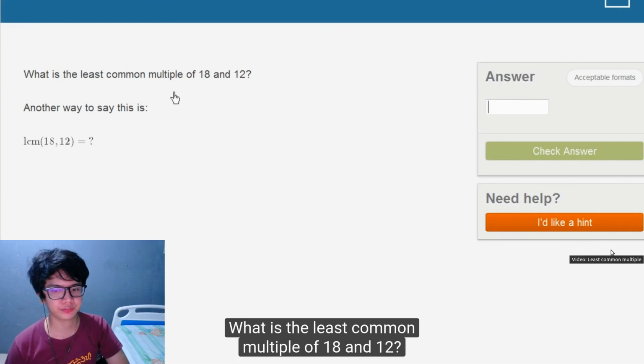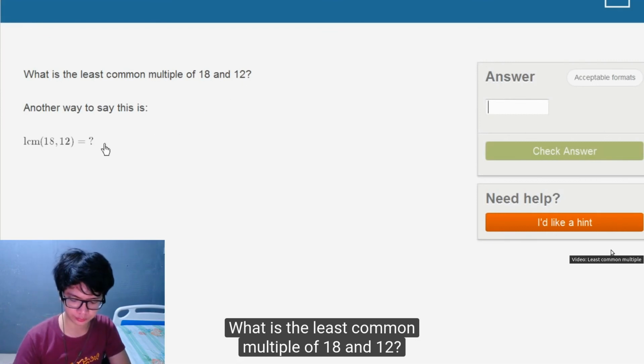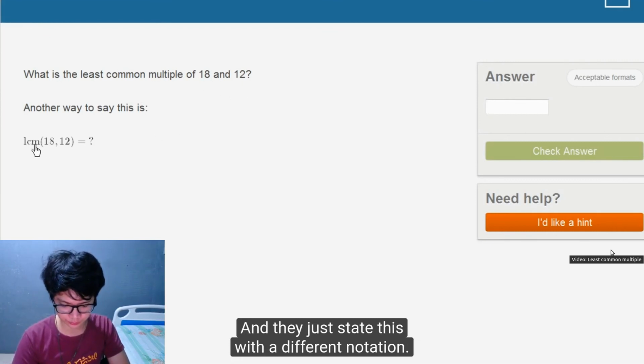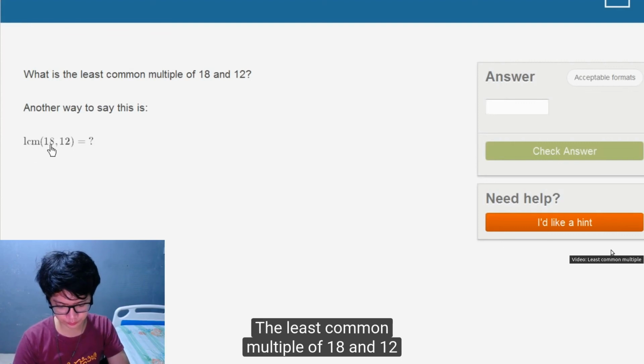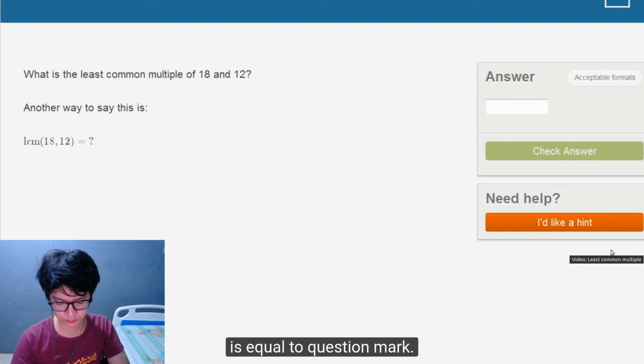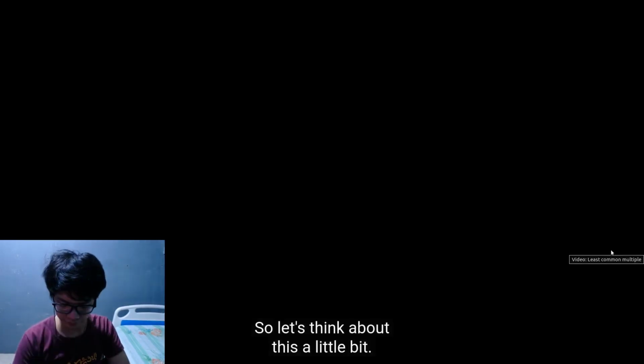What is the least common multiple of 18 and 12? And they just state this with a different notation. What's the least common multiple? Or the least common multiple of 18 and 12 is equal to question mark. So let's think about this a little bit. There's a couple of ways you can think about it. Let's just write down our numbers that we care about. We care about 18 and we care about 12.